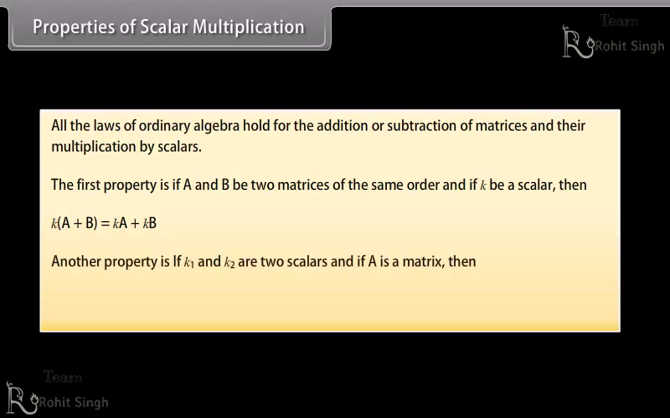Another property is, if K1 and K2 are two scalars and A is a matrix, then K1 plus K2 times A is equal to K1 times A plus K2 times A, and K1 times K2A is equal to K2 times K1A.